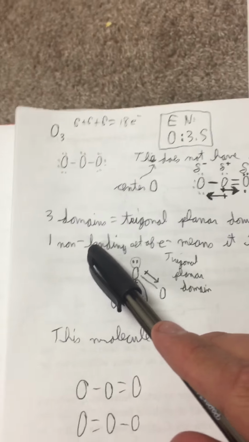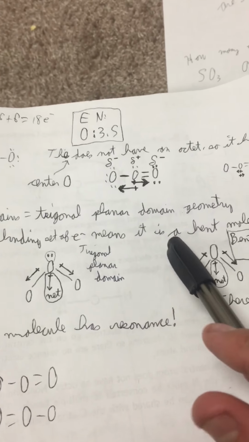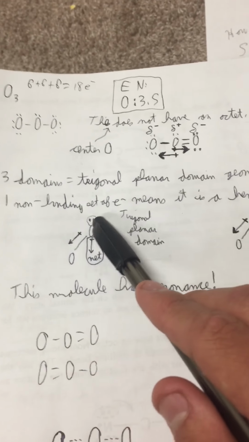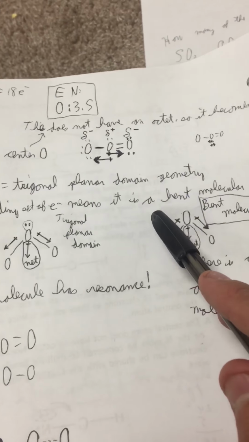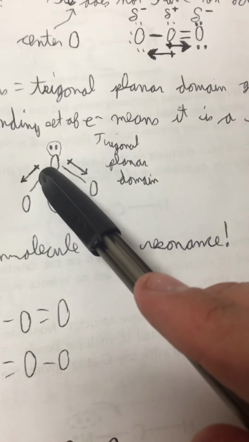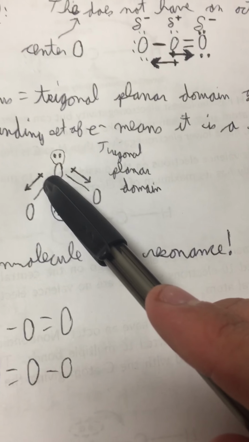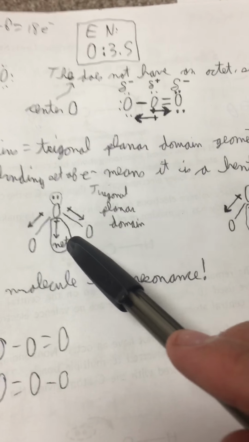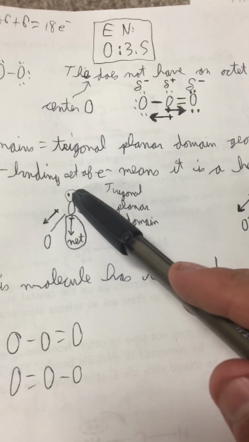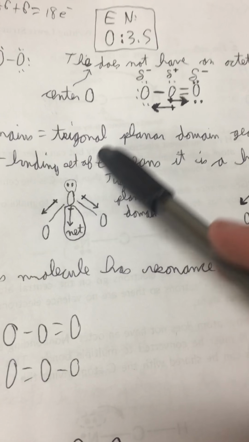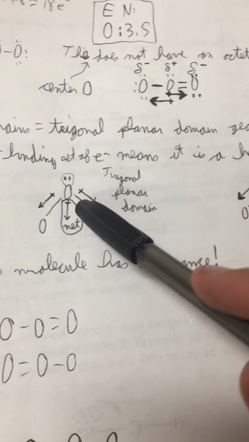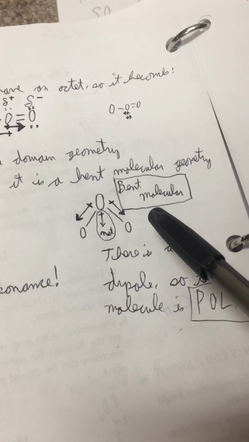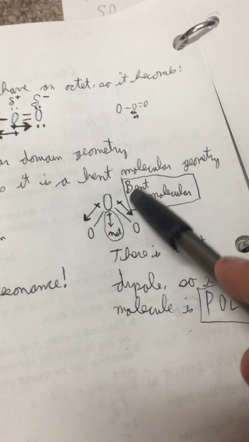There are 3 domains: trigonal planar domain geometry. There's 1 non-bonding set of electrons. That means it is a bent molecular geometry. Step 3 is identify the net molecular dipoles based on the molecular geometry. This is the domain geometry. We have the non-bonding pair on the outside here. But then you jump over here to the bent molecular geometry, which is what it is.